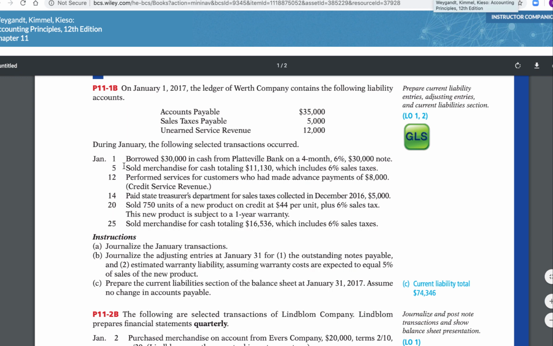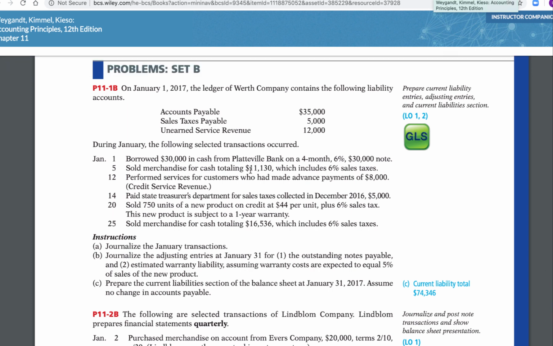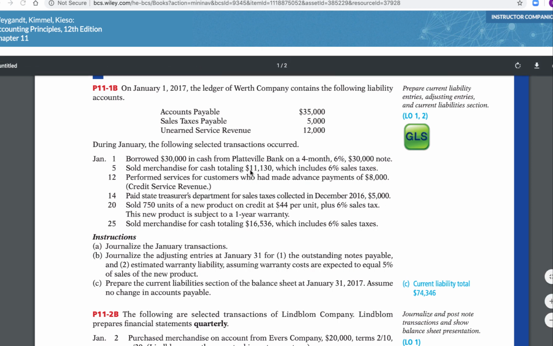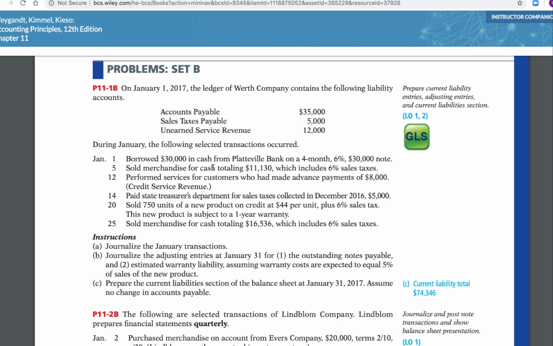Okay, so January 1, borrowed 30 grand in cash from Platterville Bank on a 4-month, 6%, $30,000 note. So basically what we did was we went to the bank, said, hey, give us 30 grand, we'll sign a note, we'll pay you back in 4 months, and we'll pay you interest. So we need to journal this. Super duper easy to do.